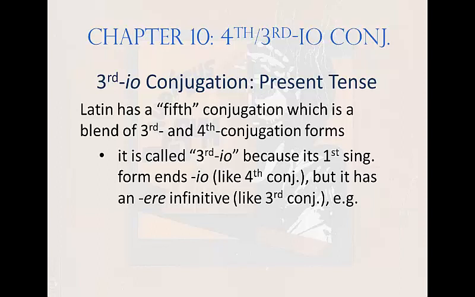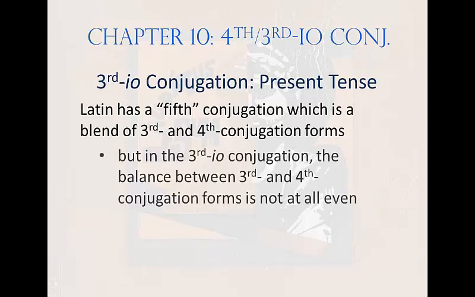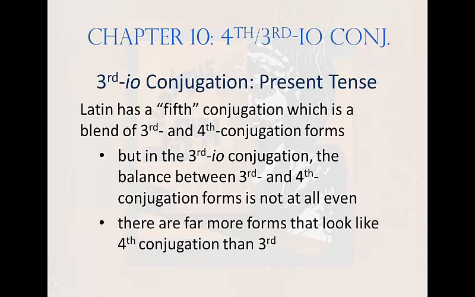Here are three examples of third conjugation IO verbs: facio, facere, fugio, fugere, capio, capere. But in the third IO conjugation, the balance between third and fourth conjugation forms is nowhere near to even. There are far more forms that appear to be fourth conjugation than third. Let's look at an example of a third IO conjugation verb now.